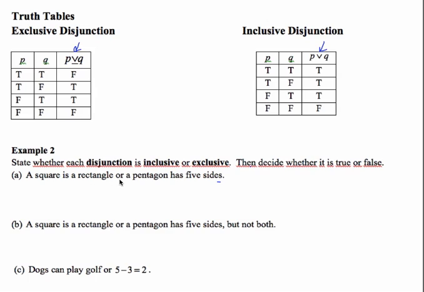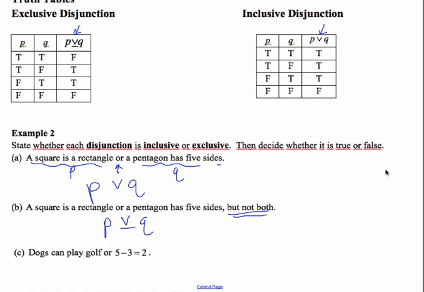Okay, so state whether each disjunction is inclusive or exclusive. A square is a rectangle or a pentagon has 5 sides. That would be the inclusive disjunction. If we call this statement P and this statement Q, we can call it P or Q. A square is a rectangle or a pentagon has 5 sides, but not both. Not both would be the exclusive disjunction. And the last statement here, dogs can play golf or 5 minus 3 equals 2. That would be inclusive disjunction.